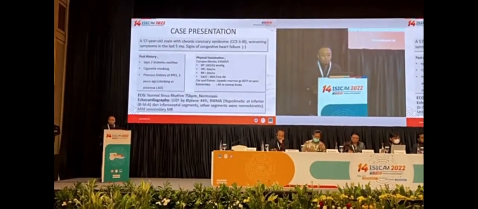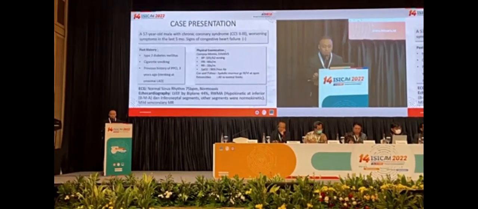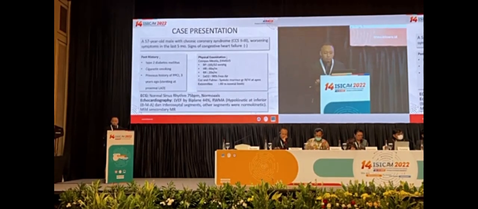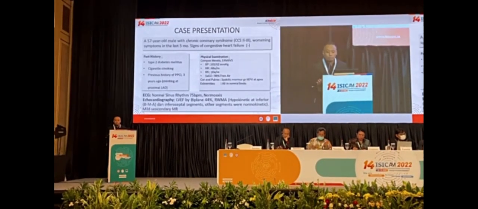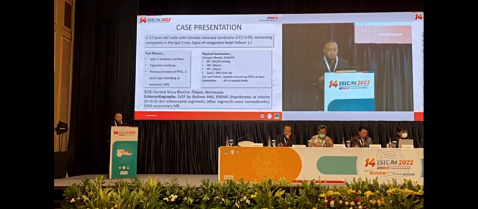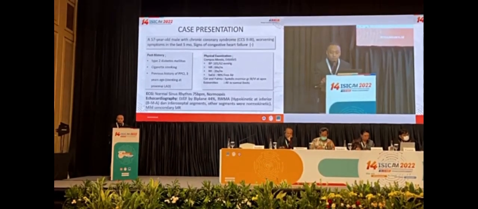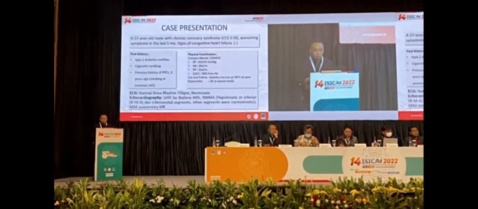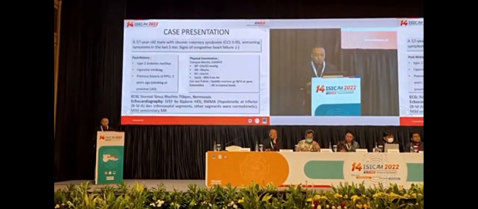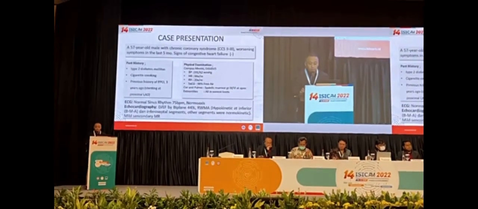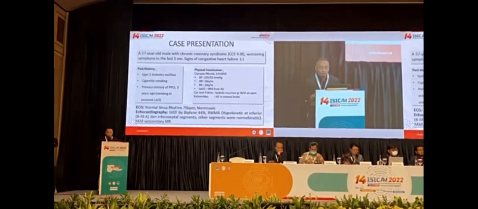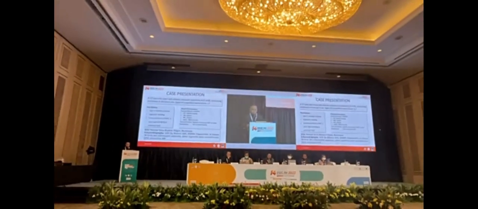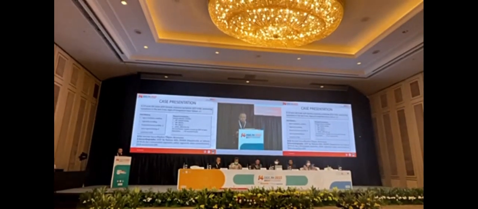We would like to report a case of a 57-year-old male patient with chronic coronary syndrome, Canadian coronary score 2 to 3, who complained of worsening symptoms within the last 5 months. The patient showed no signs of congestive heart failure. From the past history, there is type 2 diabetes mellitus and cigarette smoking. There was a previous PCI procedure 2 years ago involving stenting in an LAD. The overall physical examination is normal, except for a mild systolic murmur suggesting mitral regurgitation.